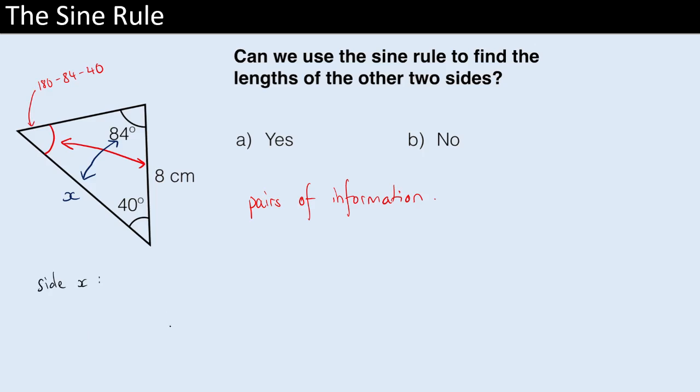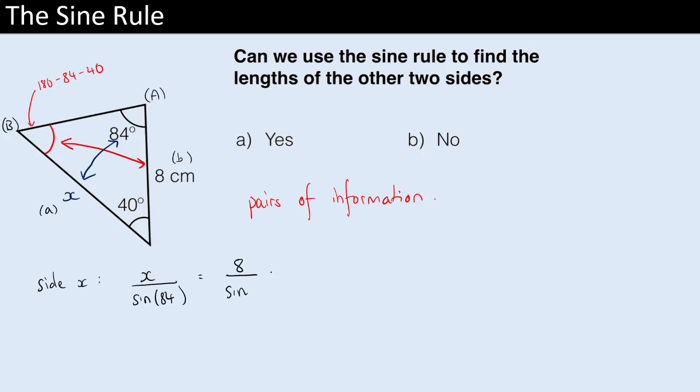Okay? Now with the sine rule, I want to put what I'm finding at the top. I want my sides at the top. Okay? So let's say that was A. That would be capital A. And then for my other pair, this would have to be capital B, and this would be lowercase b. So with my sides at the top, I'm going to have x over sine 84 equals 8 over sine.